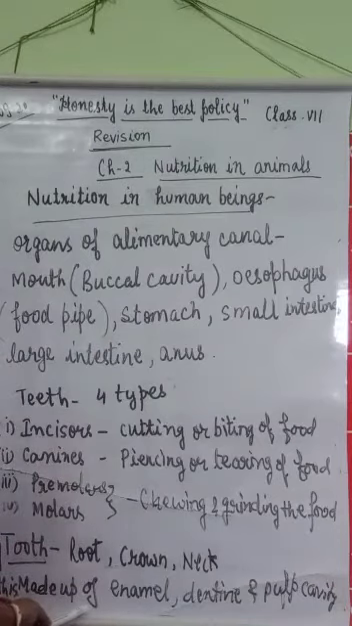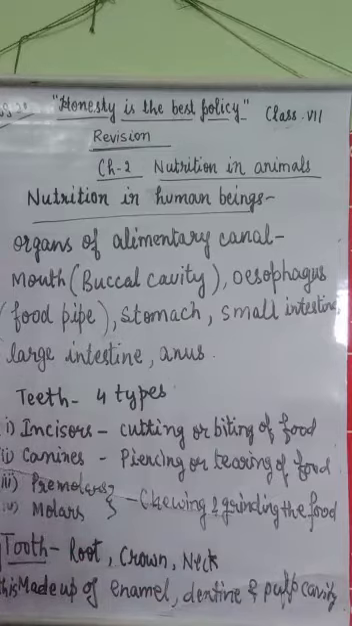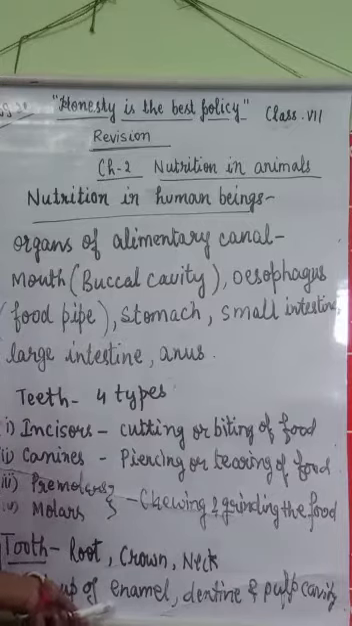And a tooth is made up of enamel, dentine and pulp cavity. Enamel is the hardest substance of our body. You can make this question: what is the hardest substance of our body or human body? It is enamel, that is the hardest substance of the body.